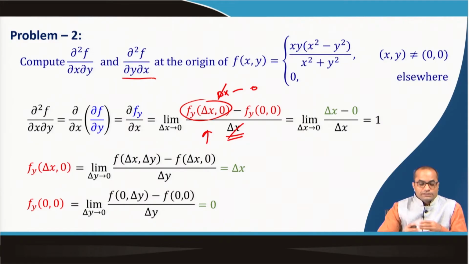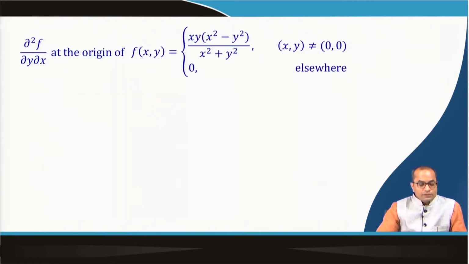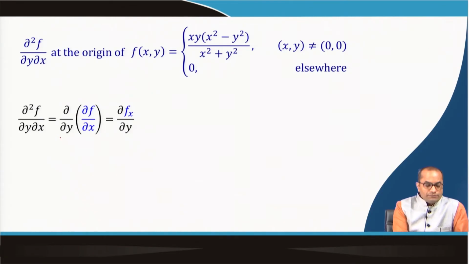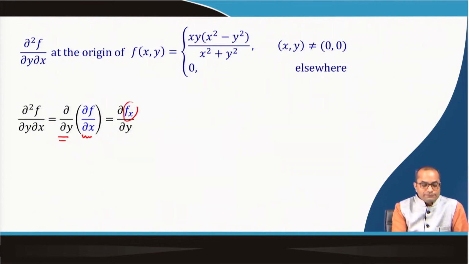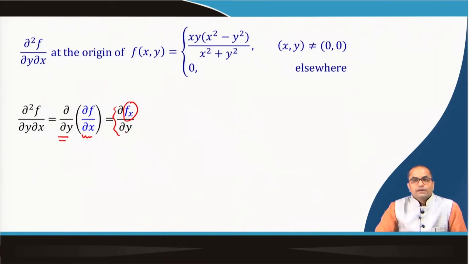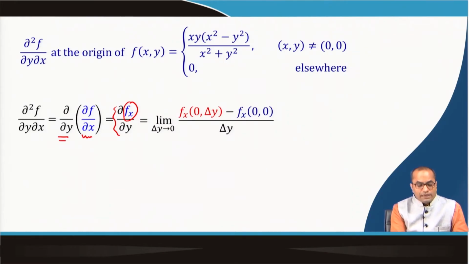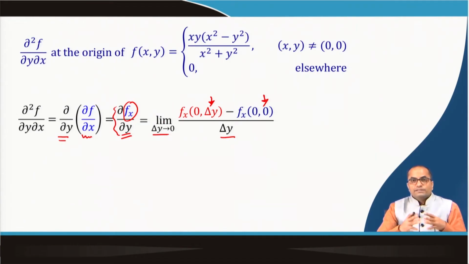Now we will compute the other partial derivative by changing the order of the differentiation. That means now the partial derivative with respect to y of the partial derivative of f with respect to x. This f_x will be differentiated partially with respect to y. As per the definition of the limit, we have f_x, and with respect to y we have the variation in the y argument, so 0 plus Δy minus 0, over Δy. Now in this case we need f_x(0, Δy), and we also need f_x(0, 0).